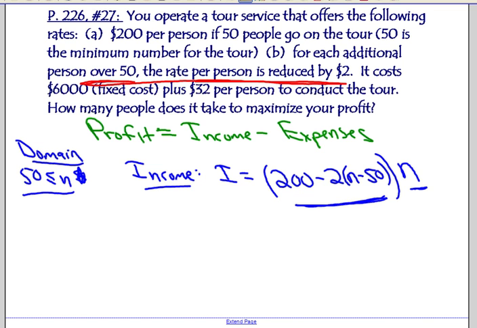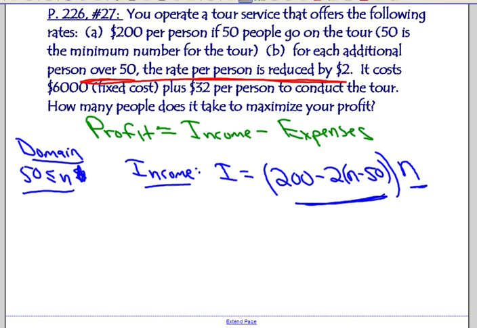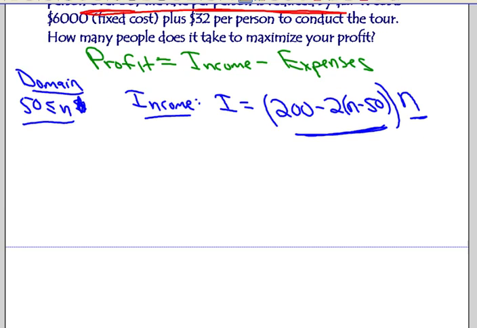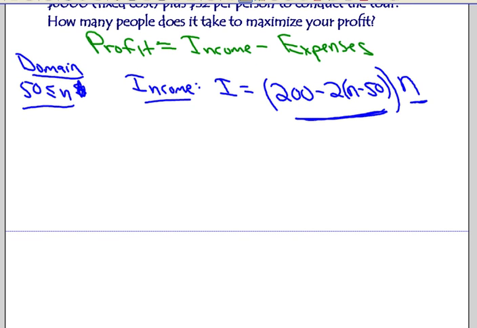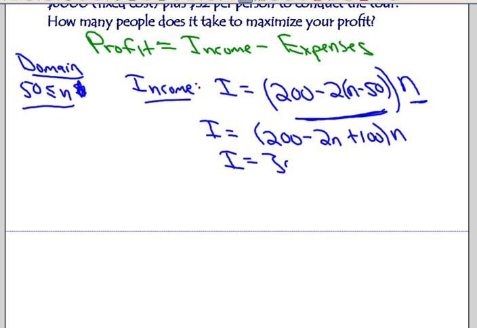Okay, let's simplify the income just a little bit here. And this is actually the hardest part of the equation. So our income will be 200, distribute, it looks like I get a minus 2n, and it looks like I get a plus 100 times n. I can simplify a little bit more, and it looks like I get 300, distribute the n, 300n minus 2n squared. There's my income.